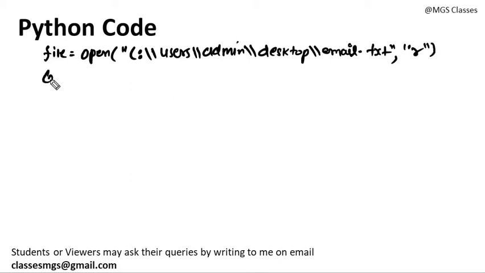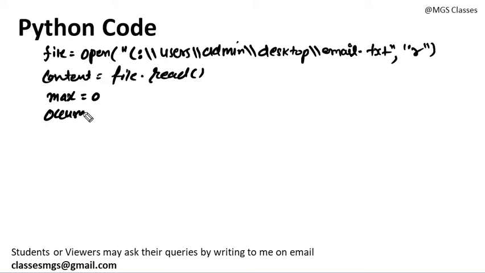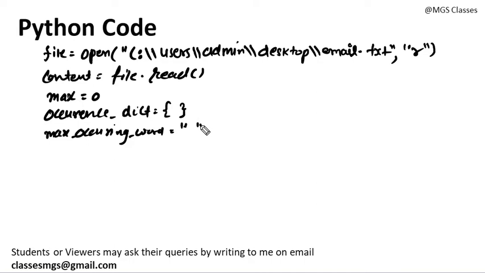Now you can get the content of the file using file.read method, it will return the entire content of the file. This method you should know. Now you need to create a max variable that will be 0 initially, an occurrence dictionary that will be blank initially. Then you need to create one more variable, maximum occurring word, equal to blank initially. Now we are going to write the split method.